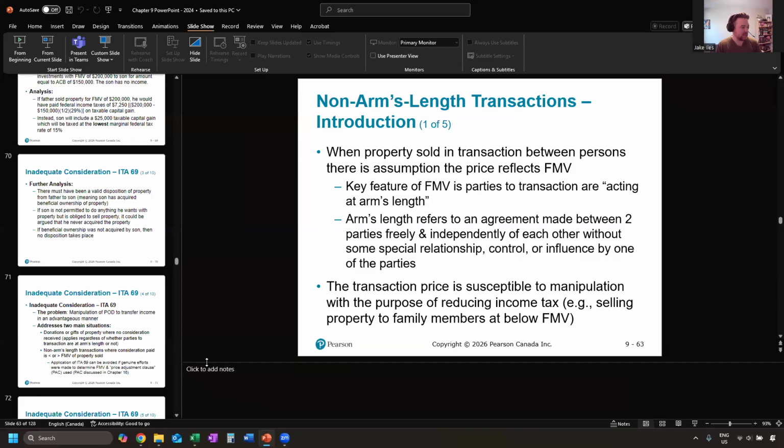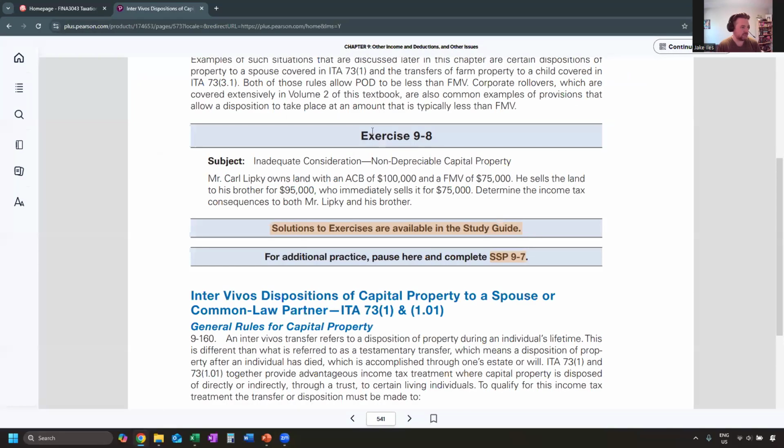Okay, let's get to the exercise for this one. Inadequate consideration, non-depreciable capital property. Mr. Carl Lipke owned land with a cost base of $100,000 and a fair market value of $25,000. He's lost money of $25,000. He sells the land to his brother for $95,000. So the brother's buying the land at more than it's worth. The brother immediately sells it for $75,000. Determine the income tax consequences to both Mr. Lipke and his brother.